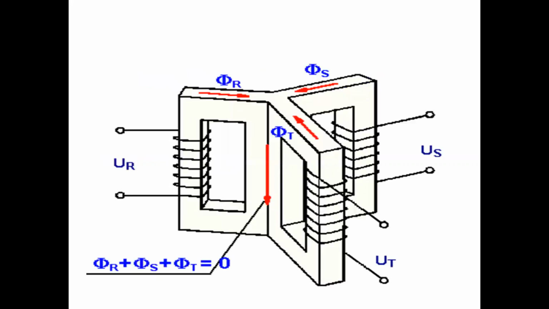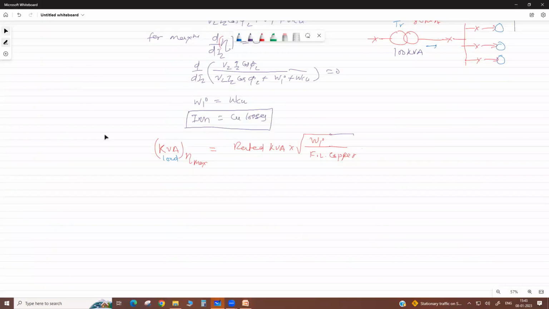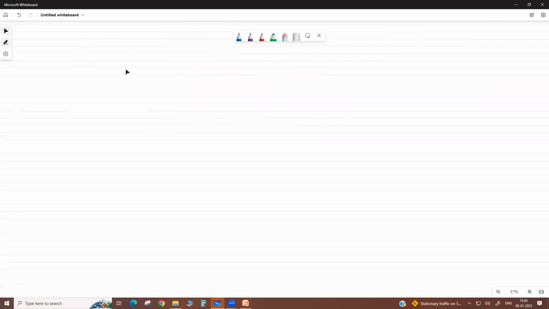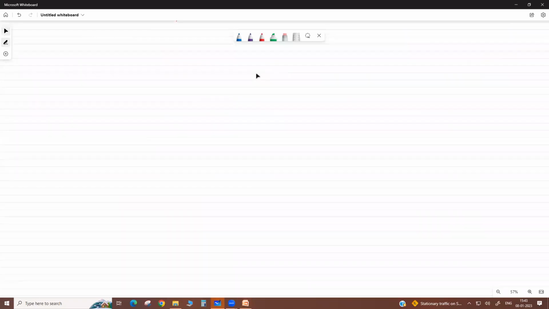Now come to the three-phase transformers. We can have a single three-phase unit, which is called a three-phase unit transformer. There is a three-phase core we use. Overall the size is compact, but it is a single unit. Now this is the second part of this chapter, three-phase transformer.